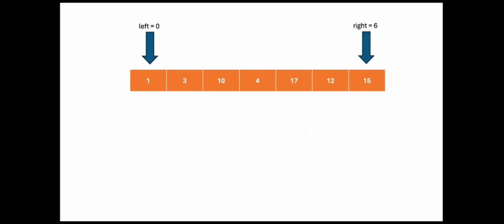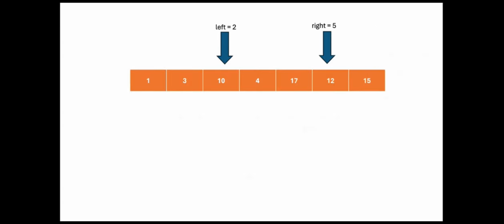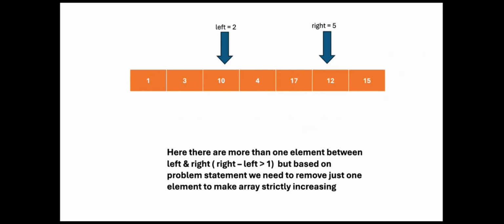Now another case, where we are incrementing the left till 10 because we can't go beyond 10, because 4 is not greater than 10. Here we came from the right, we decremented till 12 because 17 is not less than 12. Here if you see there is more than one element between the left and right. The difference is more than one. Now, the problem statement said we need to just remove one element, but the difference itself is greater than 1. So we will not be able to achieve the strictly increasing array by just removing one element. So here also we will return false.